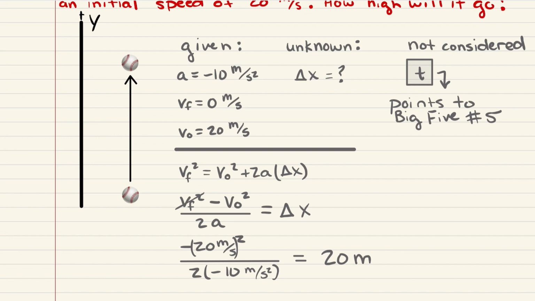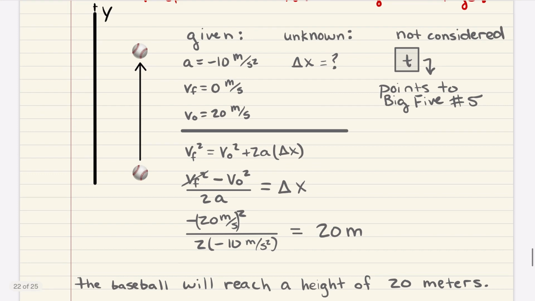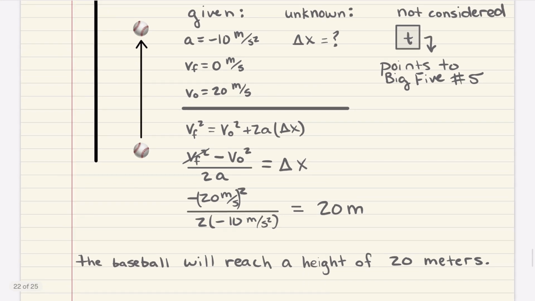What's great is that I can go ahead and cancel out this term because I know my final velocity is 0. That leaves me with negative v naught squared over 2a is equal to delta x. If I plug in 20 meters per second for v naught and negative 10 meters per second squared for acceleration, then I'm going to have this quantity here that I can simplify to just be equal to 20 meters, so that I can say the baseball will reach a height of 20 meters.